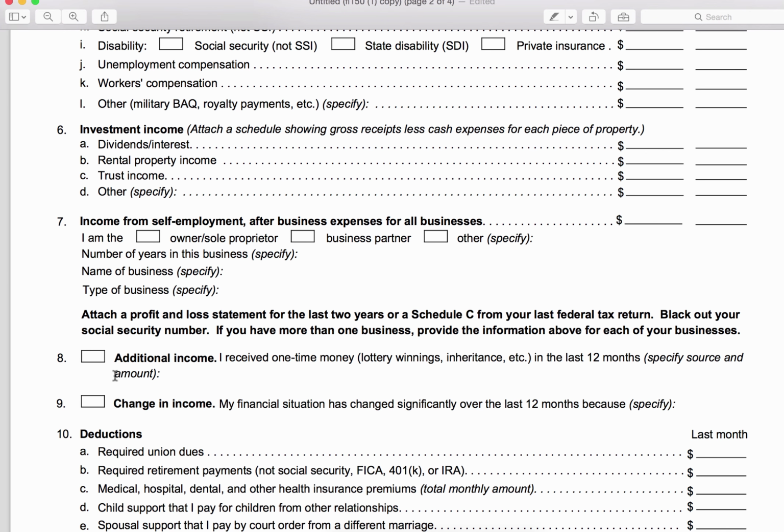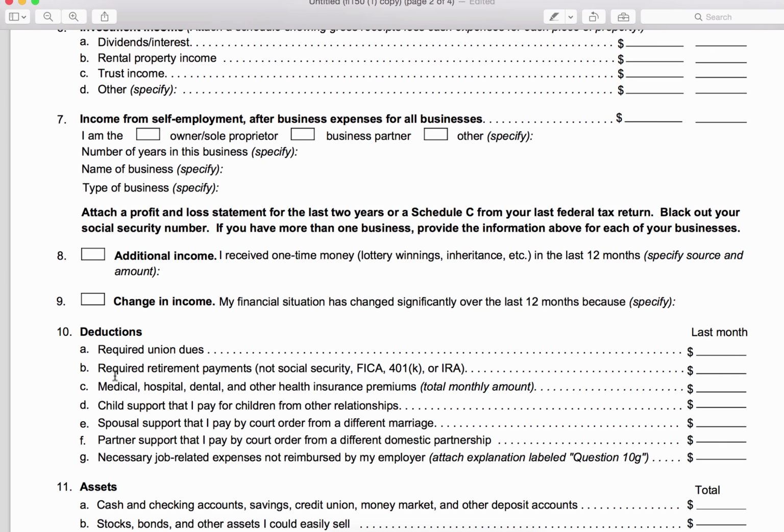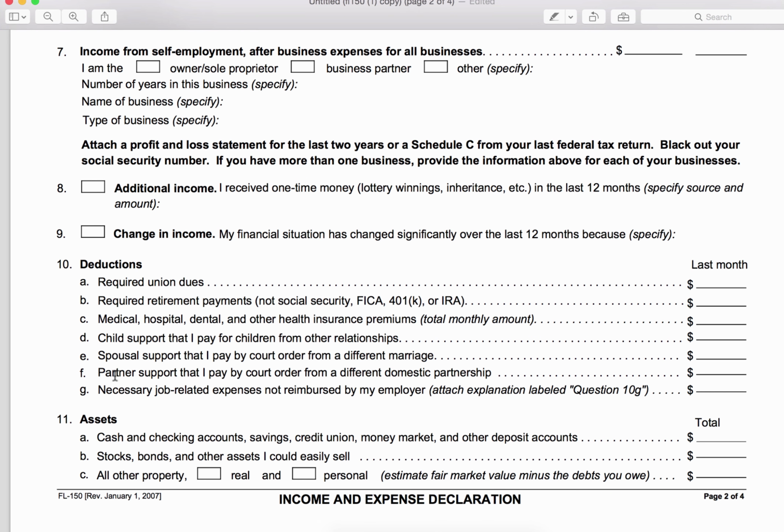Check the box in item 9 if you have had a significant financial change in the past 12 months. Explain why. If you need more space, attach a continuation sheet. For example, a significant change would be losing your job or not being able to find another one.